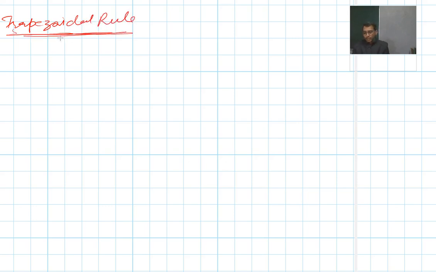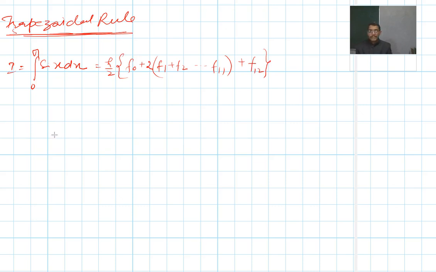So this is the first part which I am going to do here. The integral I, from 0 to pi of sine x dx, is equal to h by 2 times f0 plus twice of f1, f2, and so on up to f11, plus f12, right? That's what I am getting here. Here the value of h will be pi by 12, and it is 1 by 2. Let us put their values.